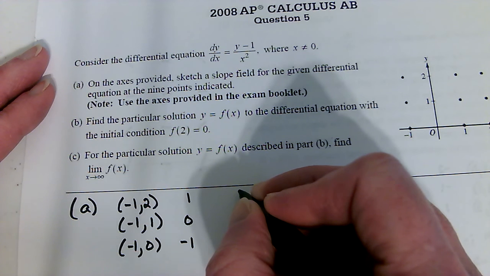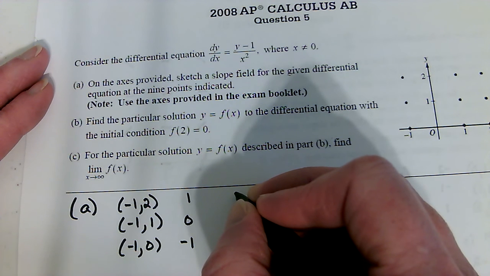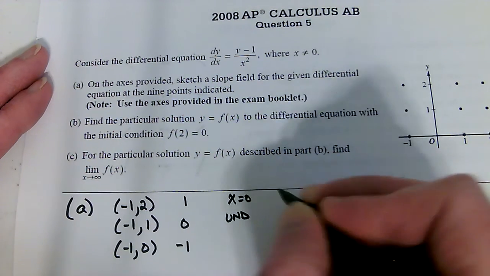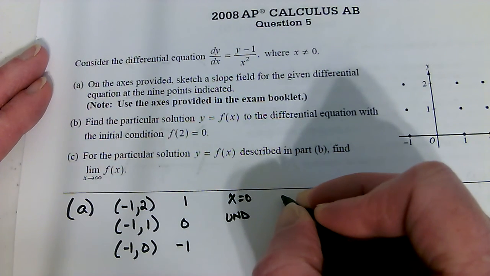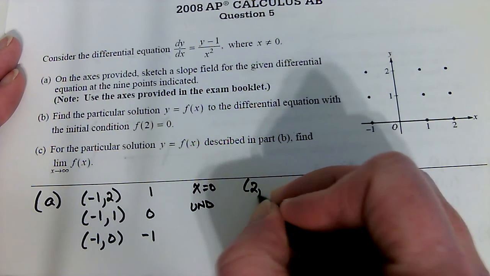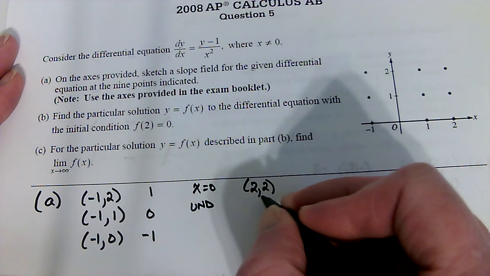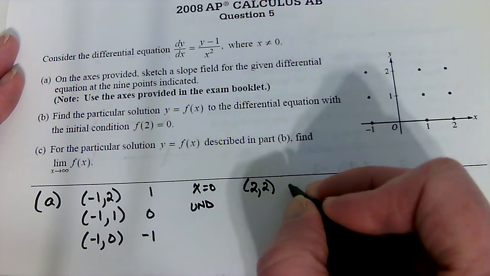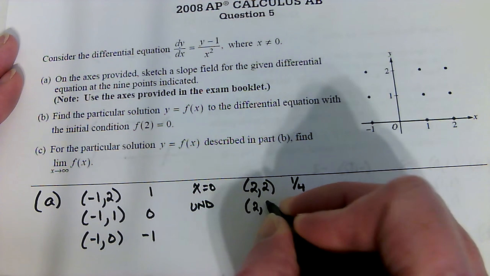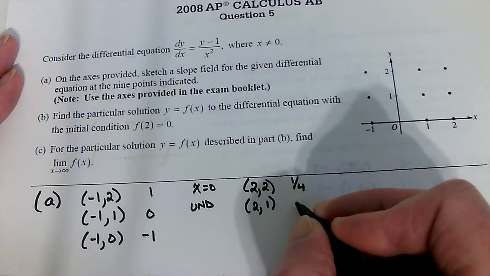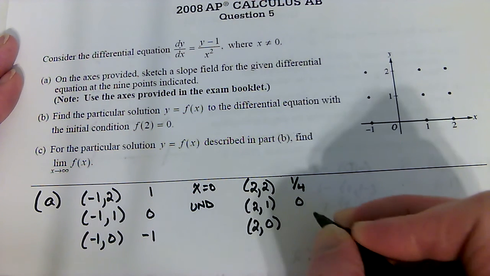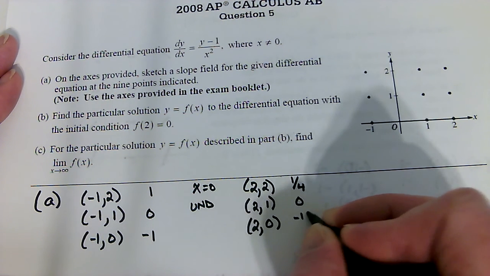Okay, so if I plug in 0 for x, that would be undefined. Okay, so that's good to know. When I plug in a positive 1, I'm going to get the same as these. So I need to check the 2's. 2 would be 4 in the bottom and a 1 up top, so that's 1/4. 2 comma 1 would be 4 in the bottom and a 0 on top. 2 comma 0 would be a 4 in the bottom and a negative 1 up top.